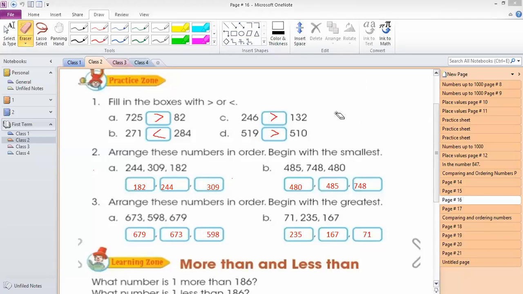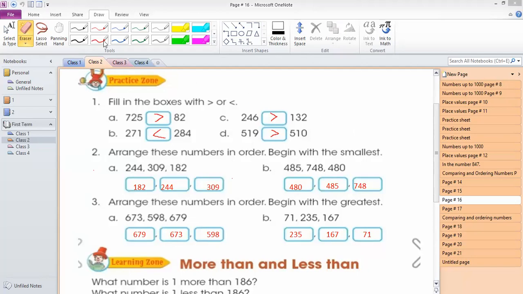We were completing question number 1, 2, 3 from the topic of comparing and ordering the numbers. Now you are able to compare and order the numbers. You are able to identify from the 3-digit numbers which is bigger and which is smaller. You can use the greater than sign or less than sign, where to open the mouth of that sign and where should be the end of that sign.